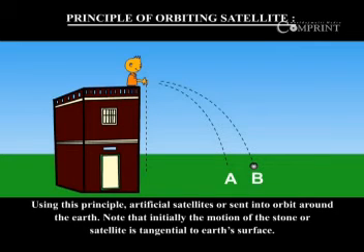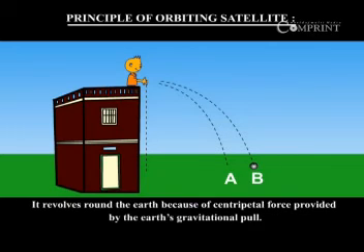Using this principle, artificial satellites are sent into the orbit around the Earth. Note that initially the motion of the stone or satellite is tangential to the Earth's surface. It revolves around the Earth because of centripetal force provided by the Earth's gravitational pull.